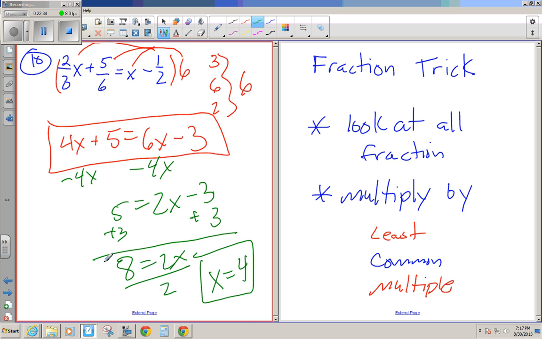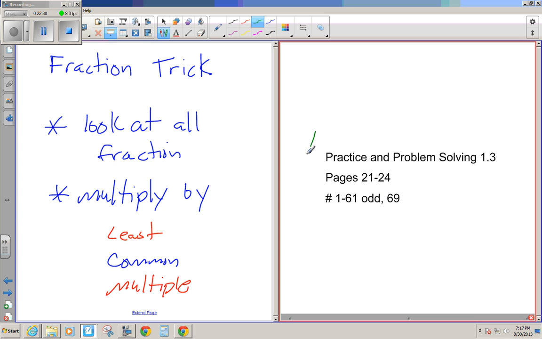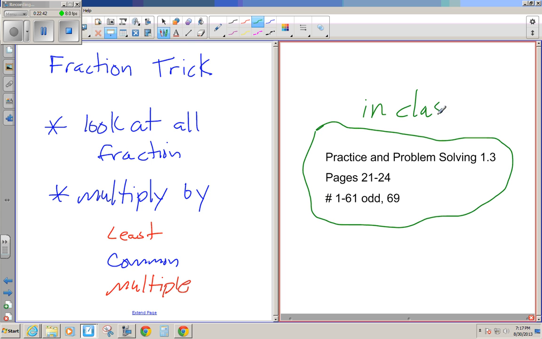So your note-taking guide should now be completed. These are the problems that we are going to do in class. And you make sure you do all of the guided practices. All right? Good luck.